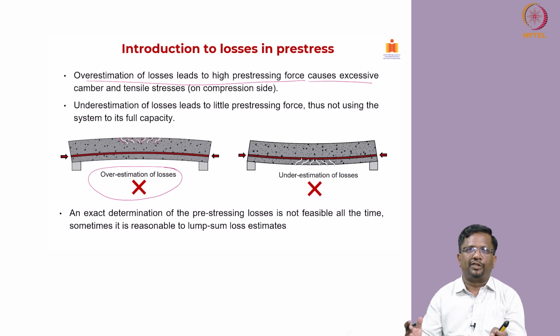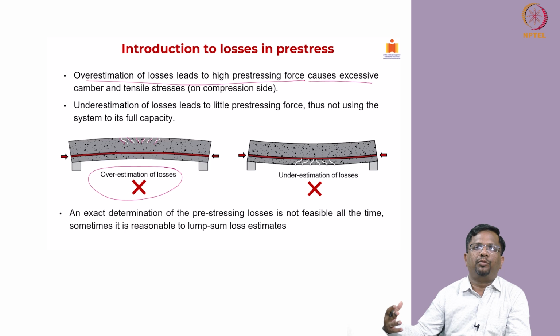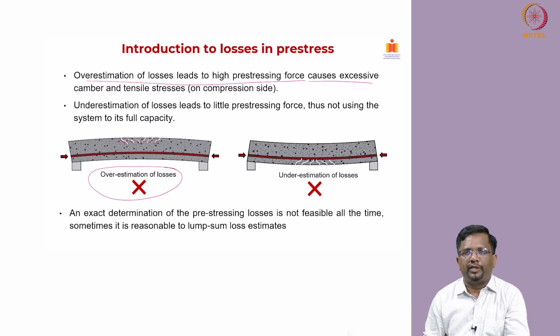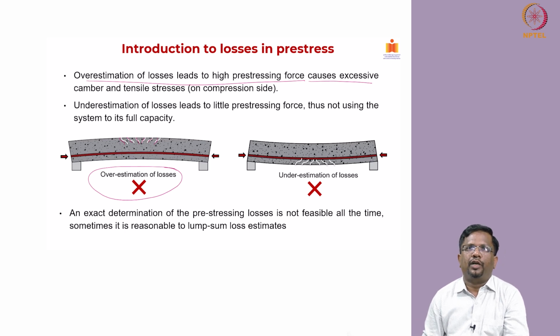So, when I apply pre-stressing at the bottom, I am going to develop tension at the top. So, if I estimate the losses on the higher side, then to compensate for that, I will put more pre-stressing. When you do more pre-stressing, you may accidentally crack at the tension side, or it may also have a higher camber. So, overestimation of losses will lead to this effect.